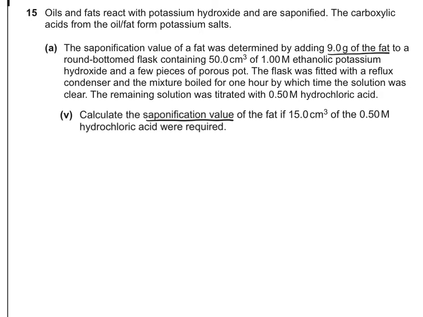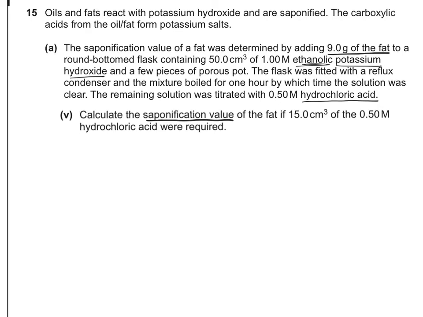You've got 9 grams of your fat and you are reacting it with potassium hydroxide. Ethanolic just means that it's dissolved in ethanol as a common solvent. So you've added in a known volume and concentration of potassium hydroxide, and that reacts with the fat and completely hydrolyzes it. But we've got some excess potassium hydroxide, so we react the excess with hydrochloric acid. We titrate it against that to work out how much potassium hydroxide didn't react. So this is like a back titration type of calculation.